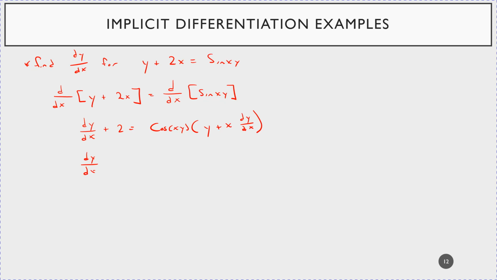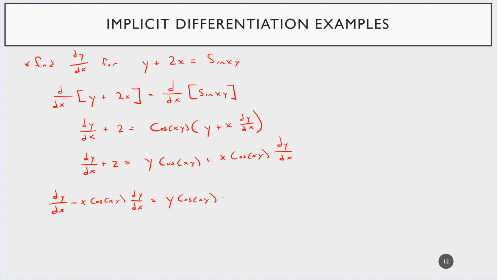So this is dy/dx plus 2. Got to distribute here, is equal to y times cosine of xy plus x times cosine of xy dy/dx. So I'm going to subtract this over and then subtract the 2 over. So I have dy/dx minus this. So minus x cosine of xy dy/dx is equal to y cosine of xy minus 2.